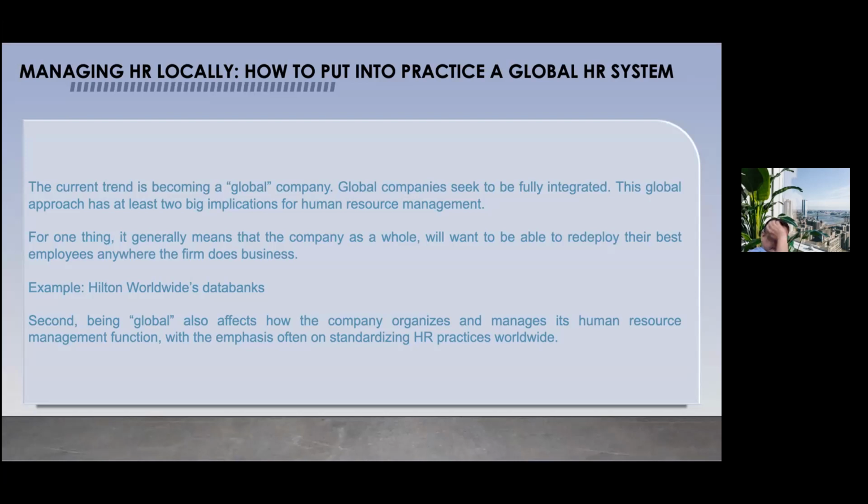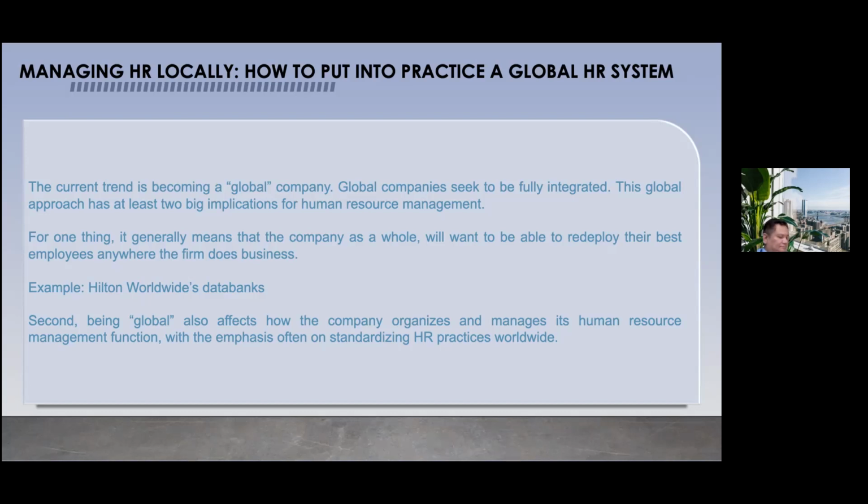This global approach has at least two big implications for human resource management. First, it generally means that the company as a whole will want to be able to redeploy their best employees anywhere the firm does business. For example, Hilton Worldwide's databanks contain information on every employee's skill, affiliations, language proficiency, and local market connections. Hilton can therefore easily transfer willing employees wherever necessary.